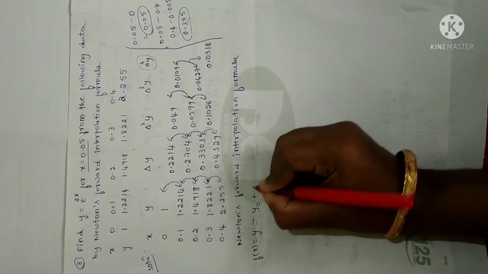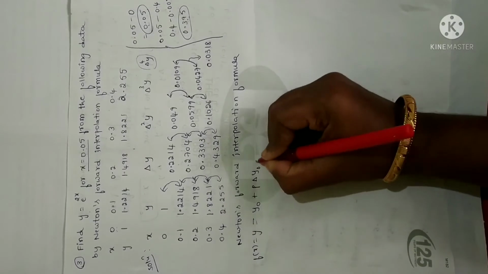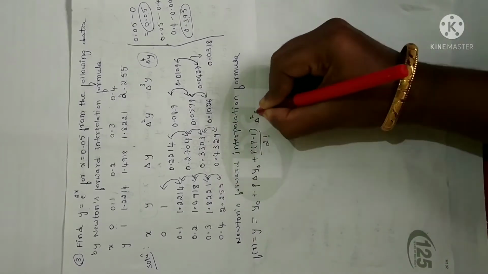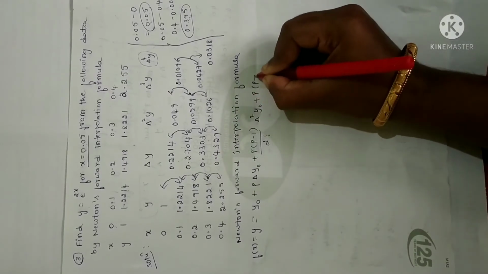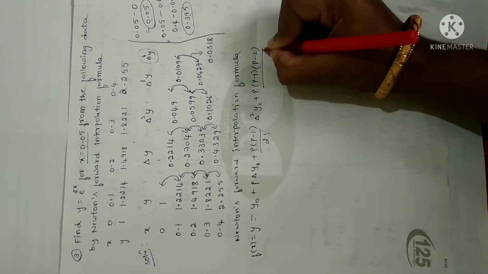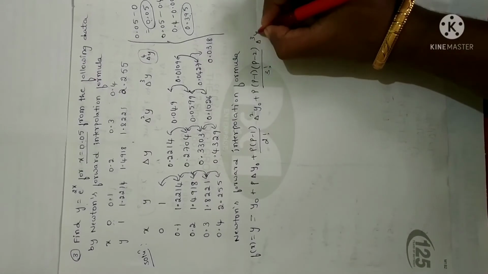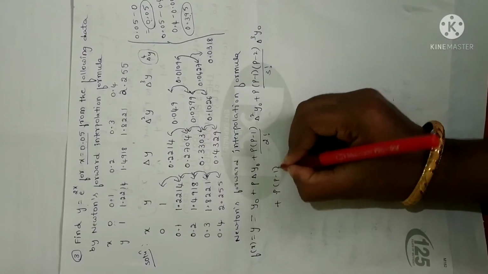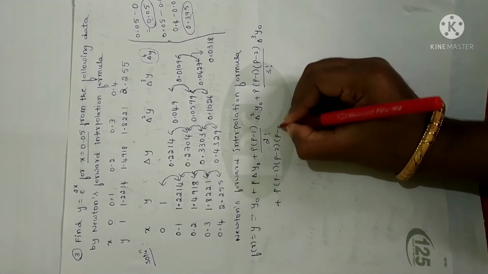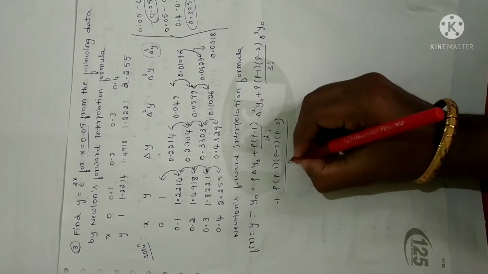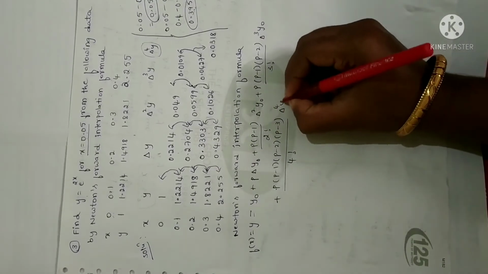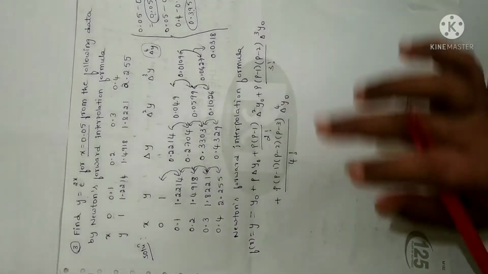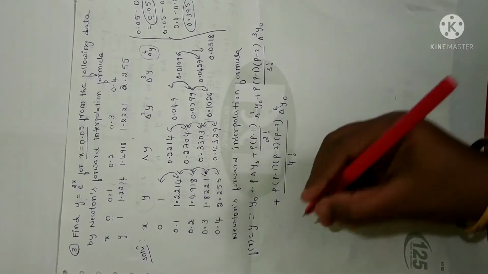f of x is equal to y is equal to y naught plus p into delta y naught plus p into p minus 1 divided by 2 factorial into delta square y naught plus p into p minus 1 into p minus 2 divided by 3 factorial into delta cube y naught plus, up to the fourth power, p into p minus 1 into p minus 2 into p minus 3 divided by 4 factorial into delta power 4 y naught. 1, 2, 3, 4, 5 terms, up to delta power 4 y naught. Right?